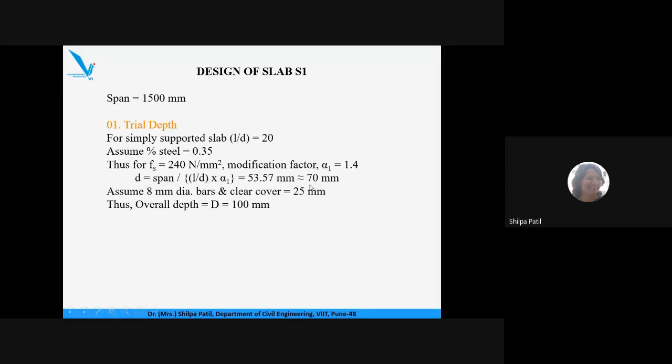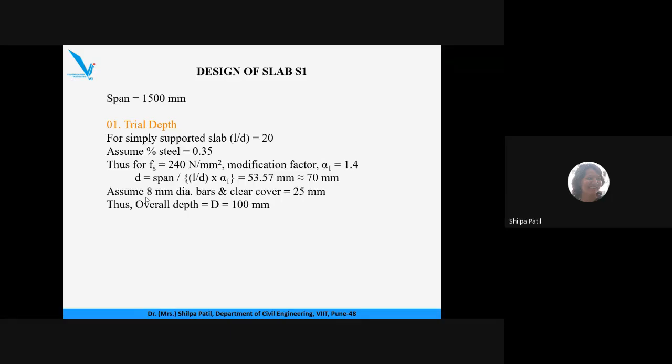You can use a 60 mm value also. I have used here a 70 mm value. Okay, so I have rounded off this particular value to the higher side as 70 mm. Now I will assume, see, this is the effective depth. That means from the top of the slab up to the center of the steel, the total depth is just 70 mm. I have to accommodate my reinforcement in that depth only.